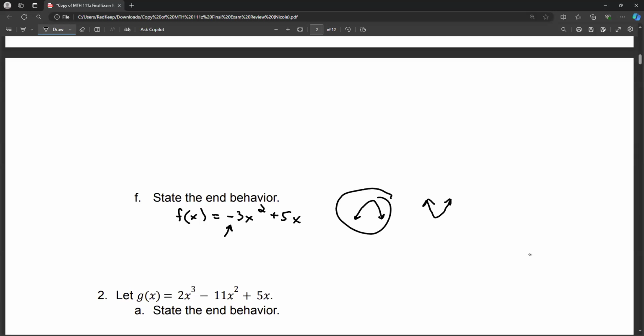So we could say, as x goes off to negative infinity, f of x, or the outputs, go to negative infinity as well. And then as x goes off to positive infinity, the output f of x goes off to, oh, sorry, my apologies, negative infinity.